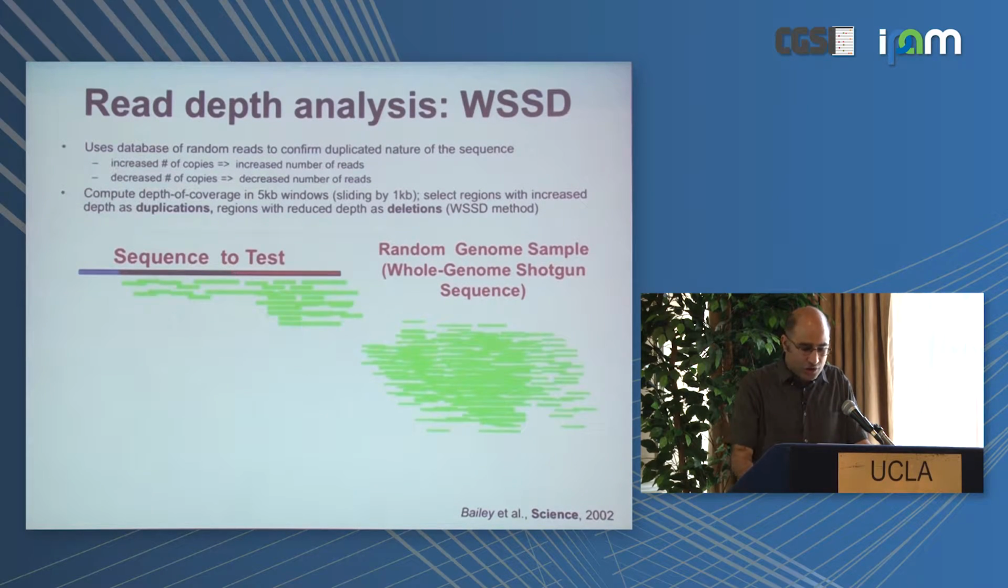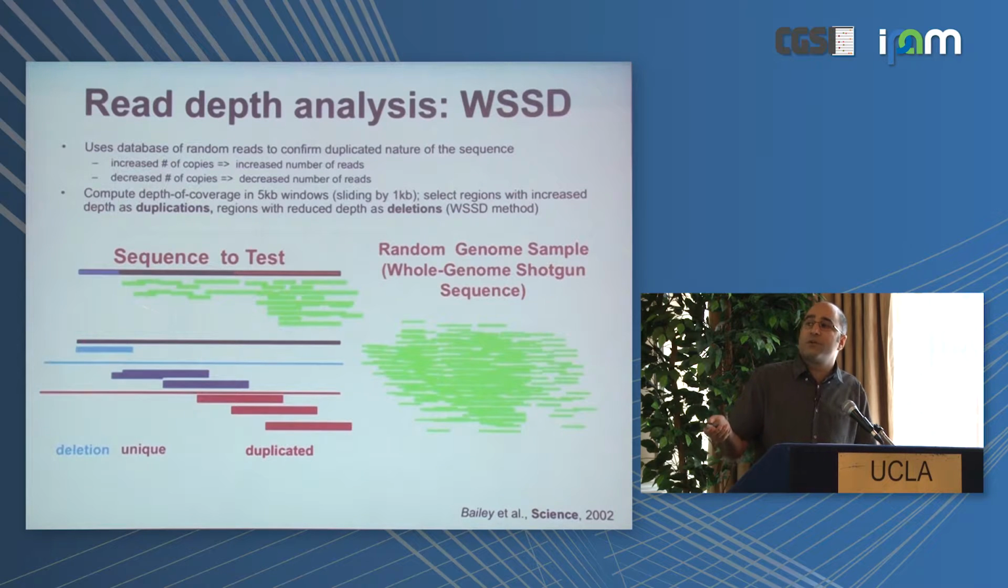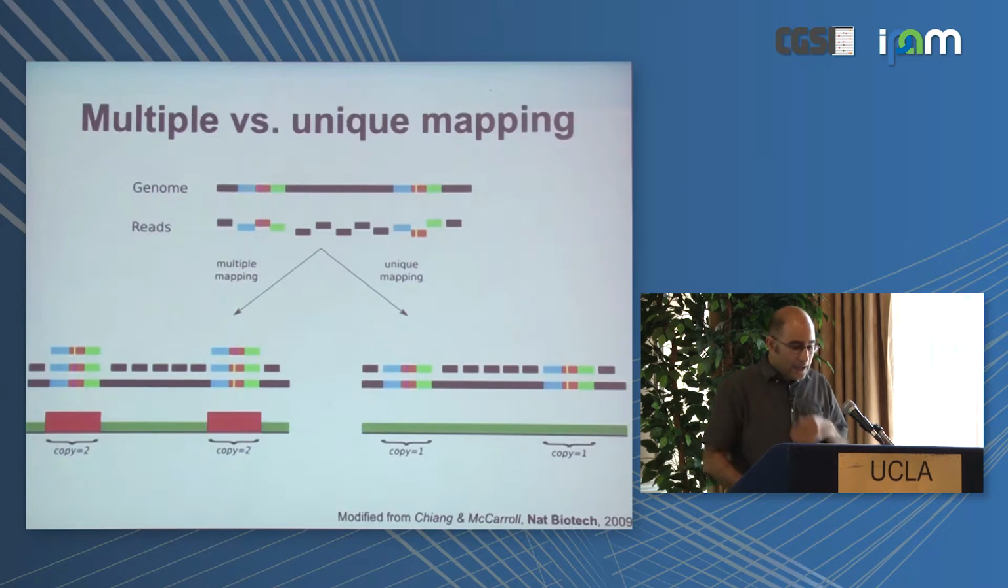And for every region, it tries to predict if there is a deletion, if there is a unique region, meaning copy number 2, or there's a duplication based on the reads that it observed. So that's the whole idea behind read depth analysis and WSSD. But there are a couple of things to be careful about here.